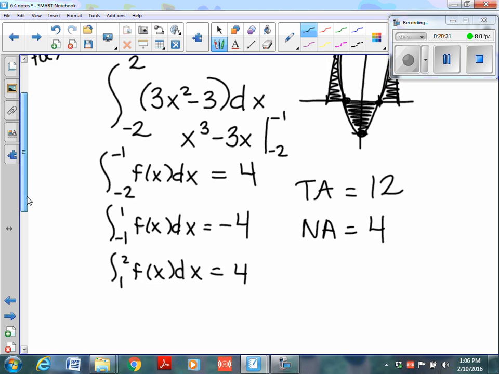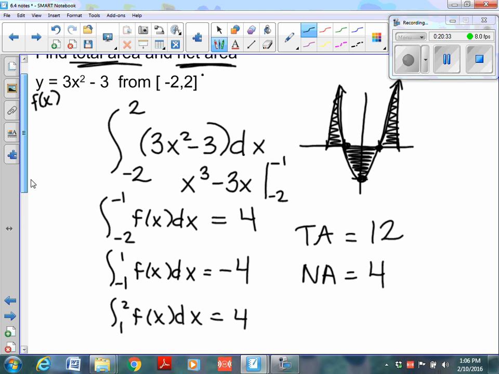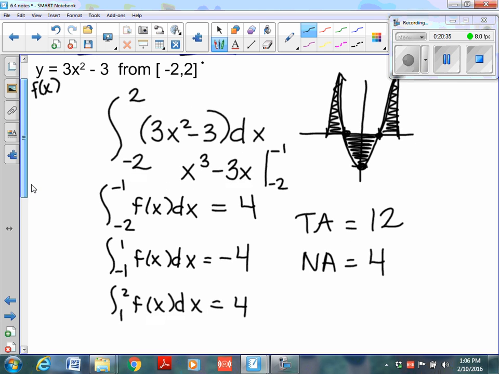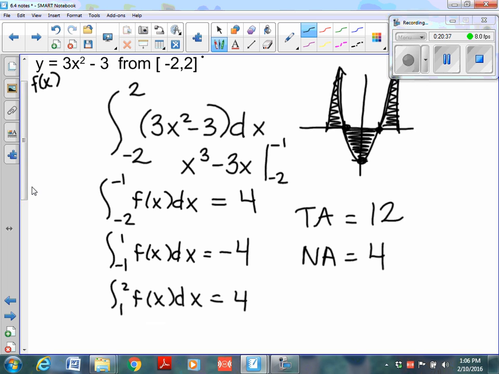So, there are two ways you can do this. You can do it the long way, because on the AP test, you might have to do it the long way, so you need to know how to do it the long way. And you need to split it up exactly where it crosses the x-axis. That's why you have to graph it.